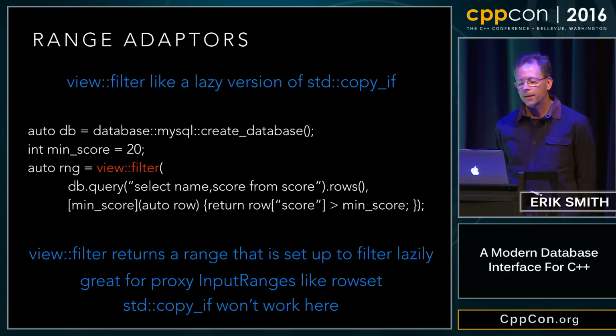This code, as written, isn't actually doing anything. The only thing it's doing is creating a new range which is going to perform that filtering. So all you're doing here is setting up the ability to do a query, and then when you actually access the range itself, then it executes the query, and then it fetches the elements one at a time.